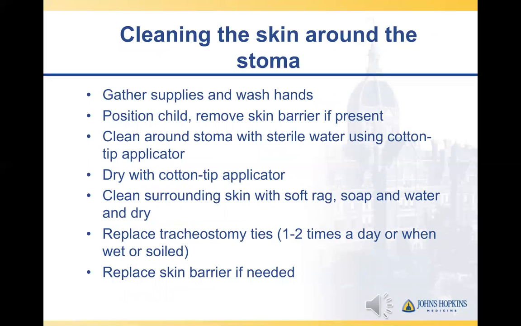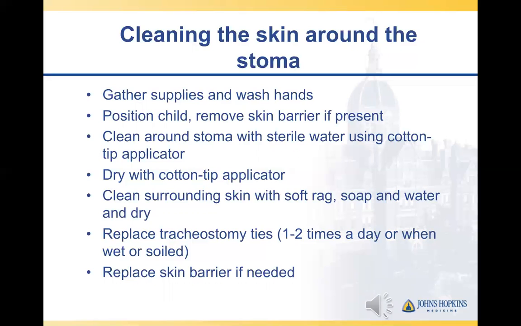When cleaning the neck and the skin around the tracheostomy stoma, begin by gathering your supplies and washing your hands. You will then want to position the child, and if you are using a skin barrier at the site, remove the skin barrier. While holding the tracheostomy tube gently in place, you can clean around the stoma with sterile water using your cotton tip applicators. You can then dry the site with another cotton tip applicator.